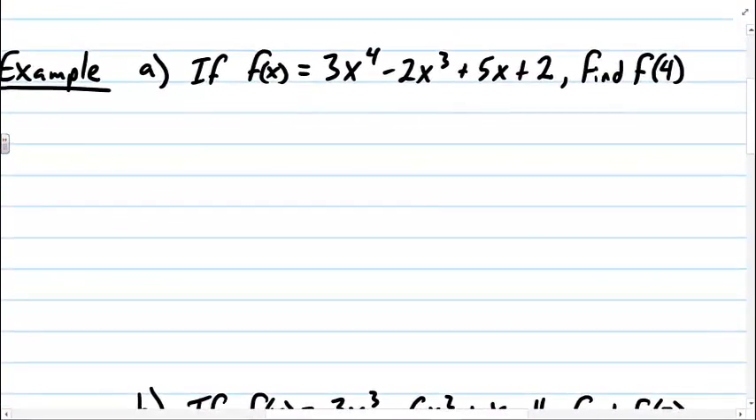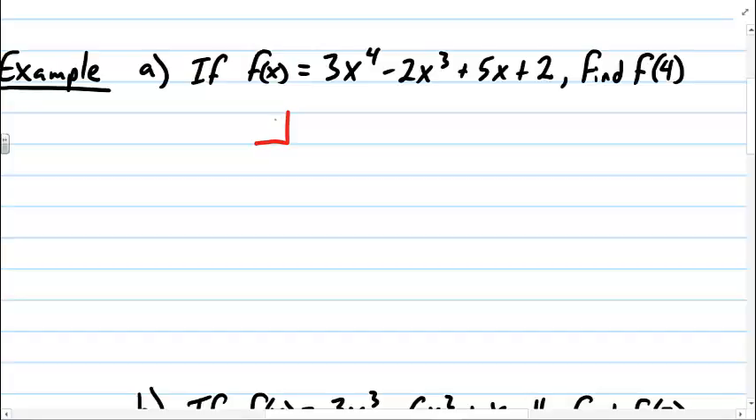This one says if f of x is equal to 3x to the fourth minus 2x cubed plus 5x plus 2, find f of 4. The old way that we would do this, Algebra 1 or earlier this semester, and even last semester, we did some of these function things. We would have taken a 4 and plugged it in for everything. But what the remainder theorem is now saying I can do is do synthetic substitution or synthetic division instead.